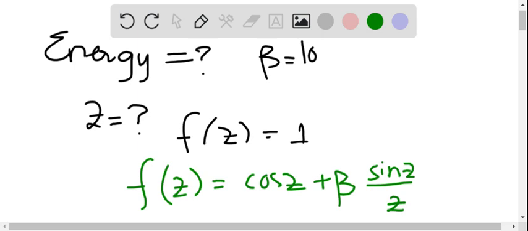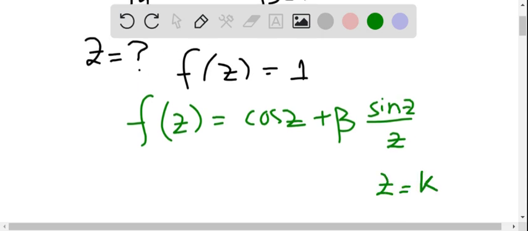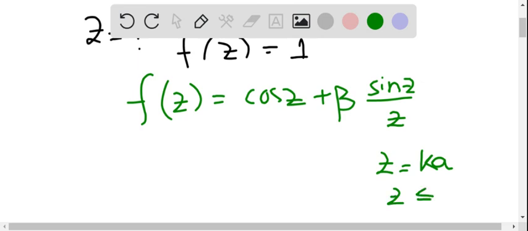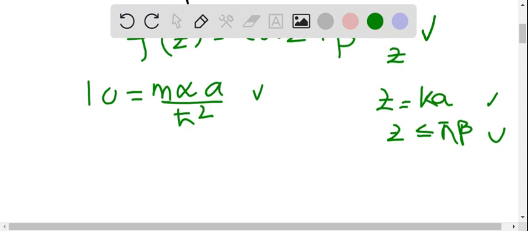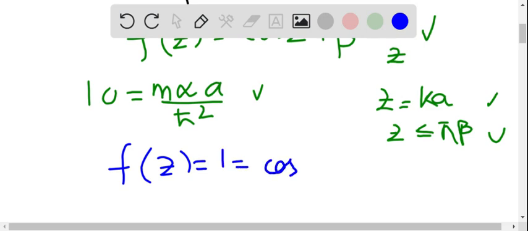Now the next step is that we know z is equal to k times a, right? And we also know that z is less than or equal to pi times beta, and beta is equal to 10. We have that, so we can write that 10 is equal to m times alpha a divided by h cross square, right? When we plug all of these values in, we get that f of z is equal to 1, which is cos z plus 10 times sine z divided by z, right?